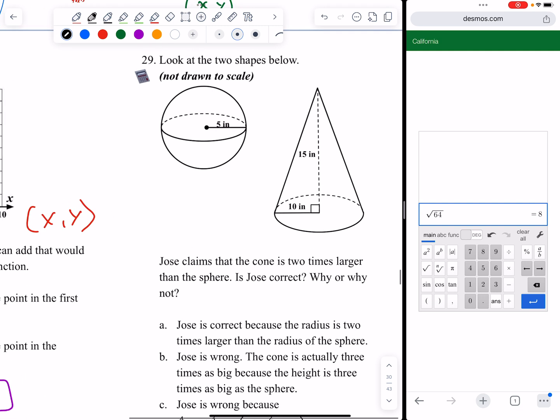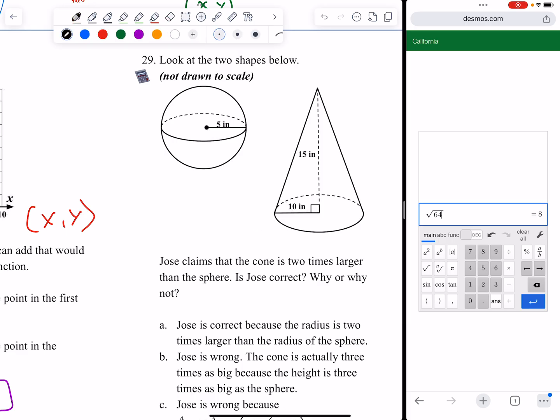So look at the two shapes below, not drawn to scale. I'm going to take my water break real quick. All right. So it's not drawn to scale. So they're not perfect. That means if this was 5, that looks like 5 too, but they said it's 10. That's all they're saying. If that was actually 10, it should have been drawn a lot bigger. Okay. So not drawn to scale. So you got it wrong.